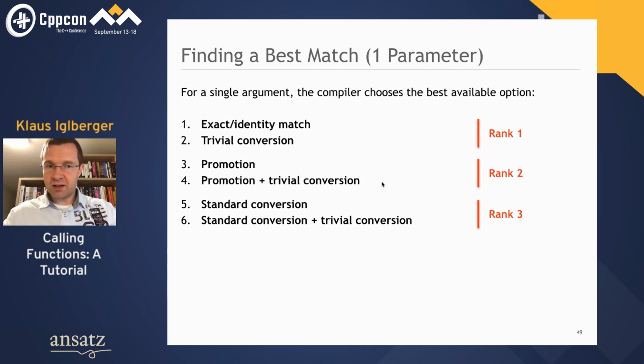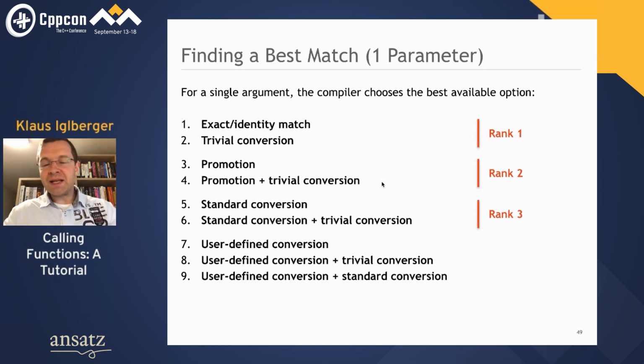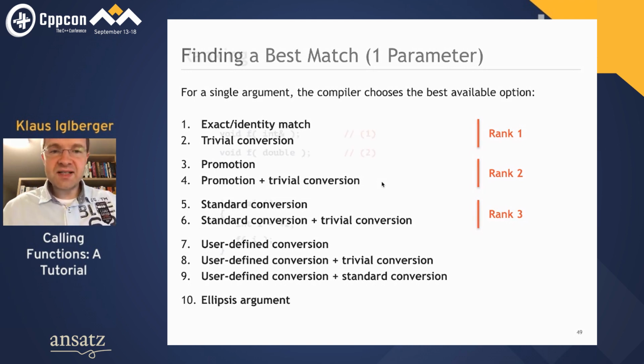And as such, it is not as good as an exact match, so a rank 1 or a rank 2. But it is still better than a user-defined conversion, with a trivial conversion, or a user-defined conversion and a standard conversion. These do not have an official rank, but mentally we can give it a rank, of course, like a rank 4. And the last thing that could happen is calling an ellipsis argument. This would be something like a rank 5, unofficially, of course. Now let's take a look at a couple of examples.